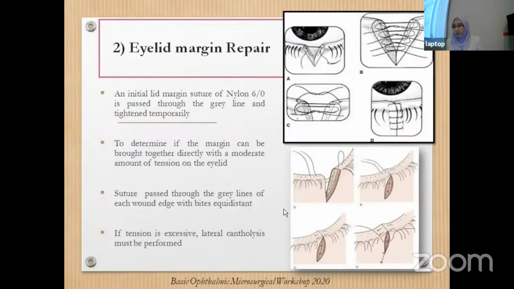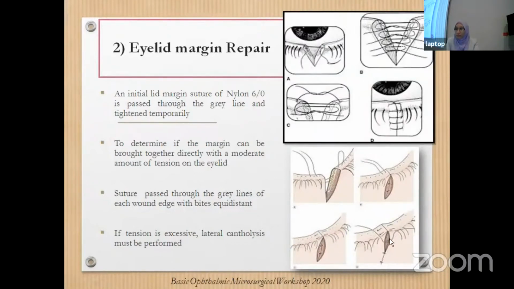But usually we can use this technique. The suture passes through this one. We can use silk 5/0 or 6/0, a non-absorbable suture. This is the grey line in between the rows of eyelashes and also the meibomian gland orifices. So you can pass through like this, and then come back here, like this. So this one we have opposed. This is the tarsal plate. We need to close the tarsals first. You can use Vicryl also, Vicryl suture. And then this is the knot.